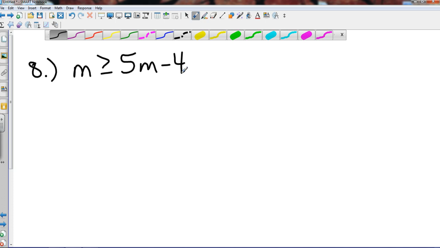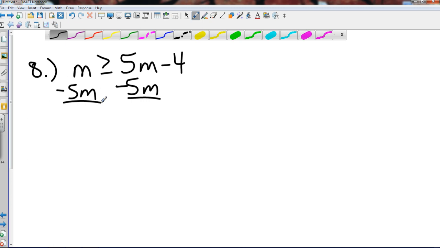Again, from 8 to 13, these are just solving, so we don't have to graph them. Do I have a variable on the left? Yes, so let's keep it there. How do I move the 5m over to that variable? Subtract it. So we're going to subtract 5m from both sides.